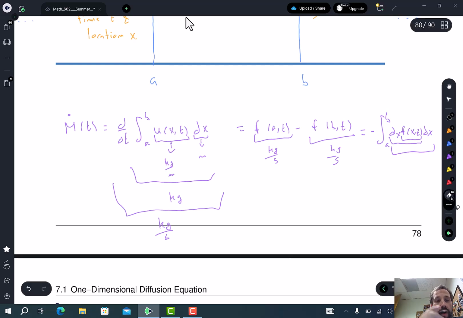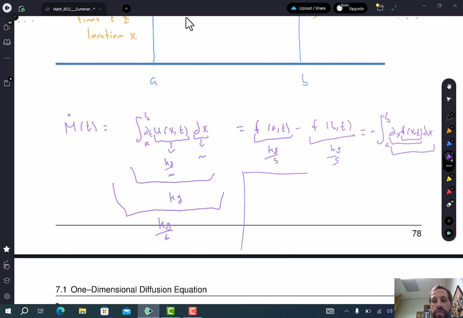Furthermore, the bounds here don't depend on t, so I can move the integral on the inside. So this is true for every interval a to b. The integral of the t derivative of u is equal to minus the integral of the x derivative of f. So our conclusion is that the t derivative of u is equal to minus the x derivative of f.